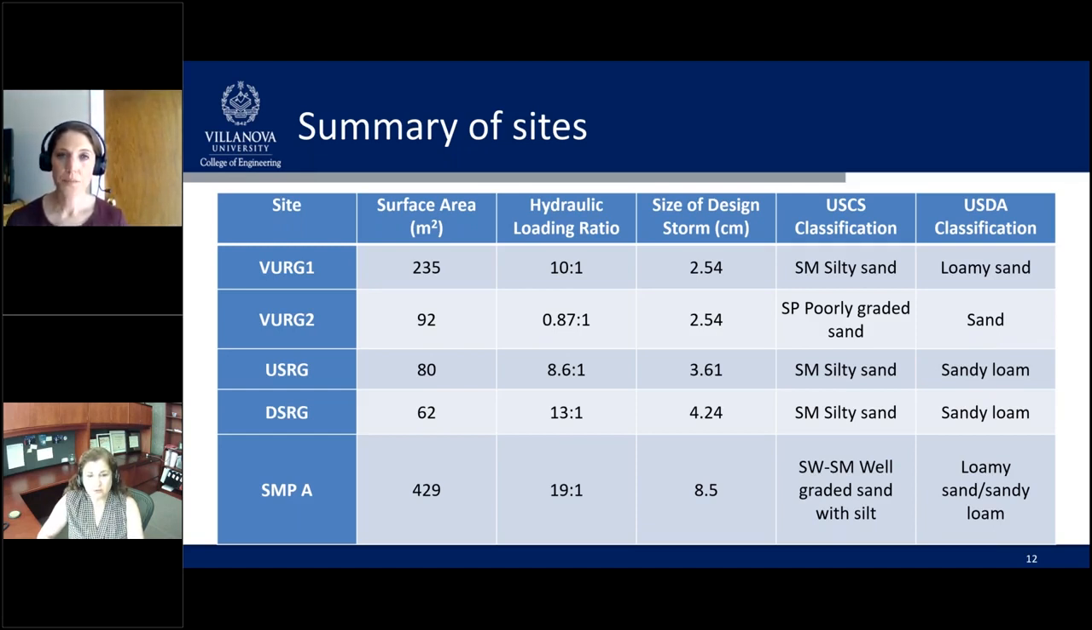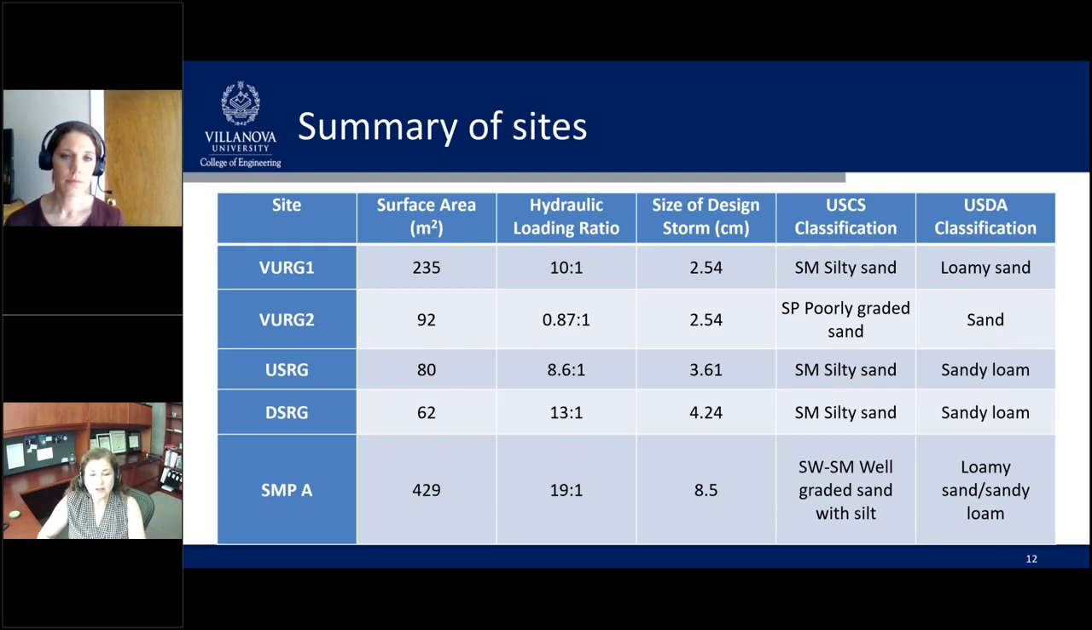This particular rain garden was designed for another kind of typical value of about 1 inch of rainfall. The soil is either a loamy sand or silty sand, depending on which flavor of classification you prefer. So these are all I would consider somewhat typical values. It's very common in the state of Pennsylvania for rain gardens to be constructed with loamy sand, sandy loams, and also to be designed for 1 inch of rainfall and have a hydraulic loading ratio somewhere between 5 and say 10.